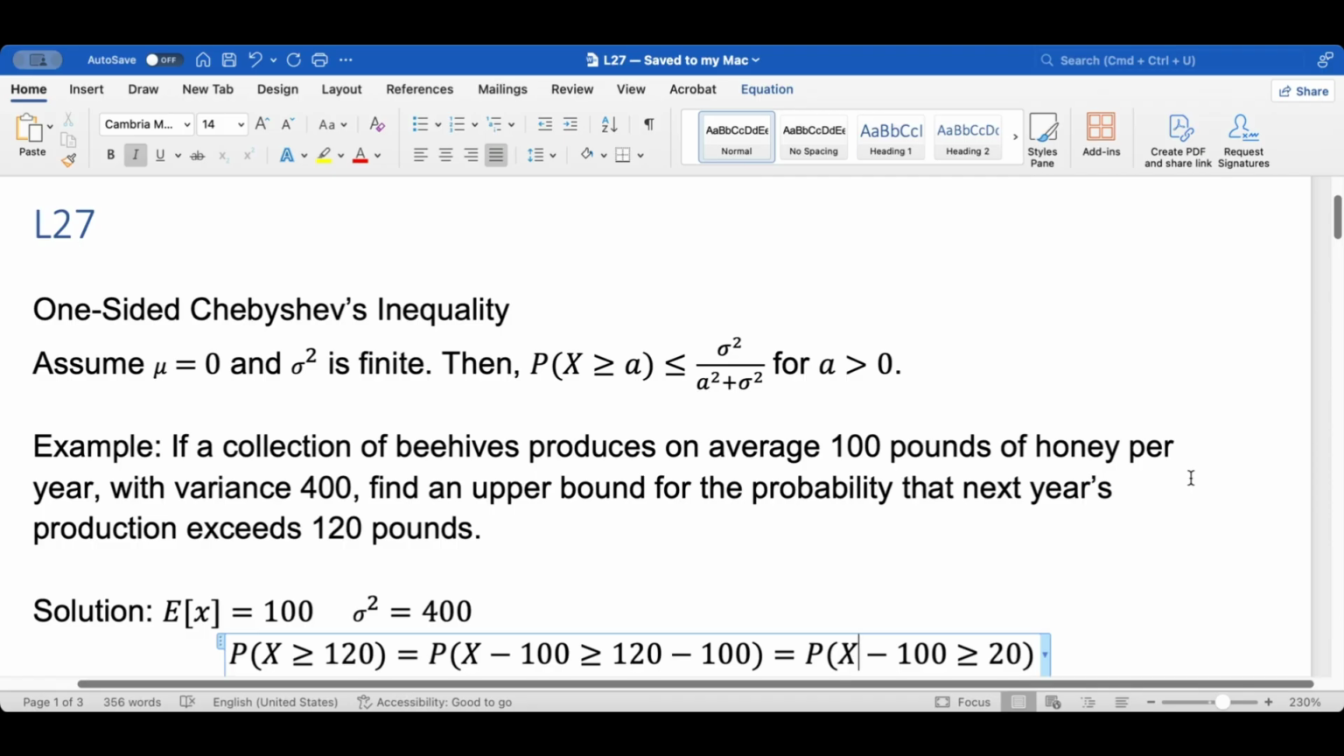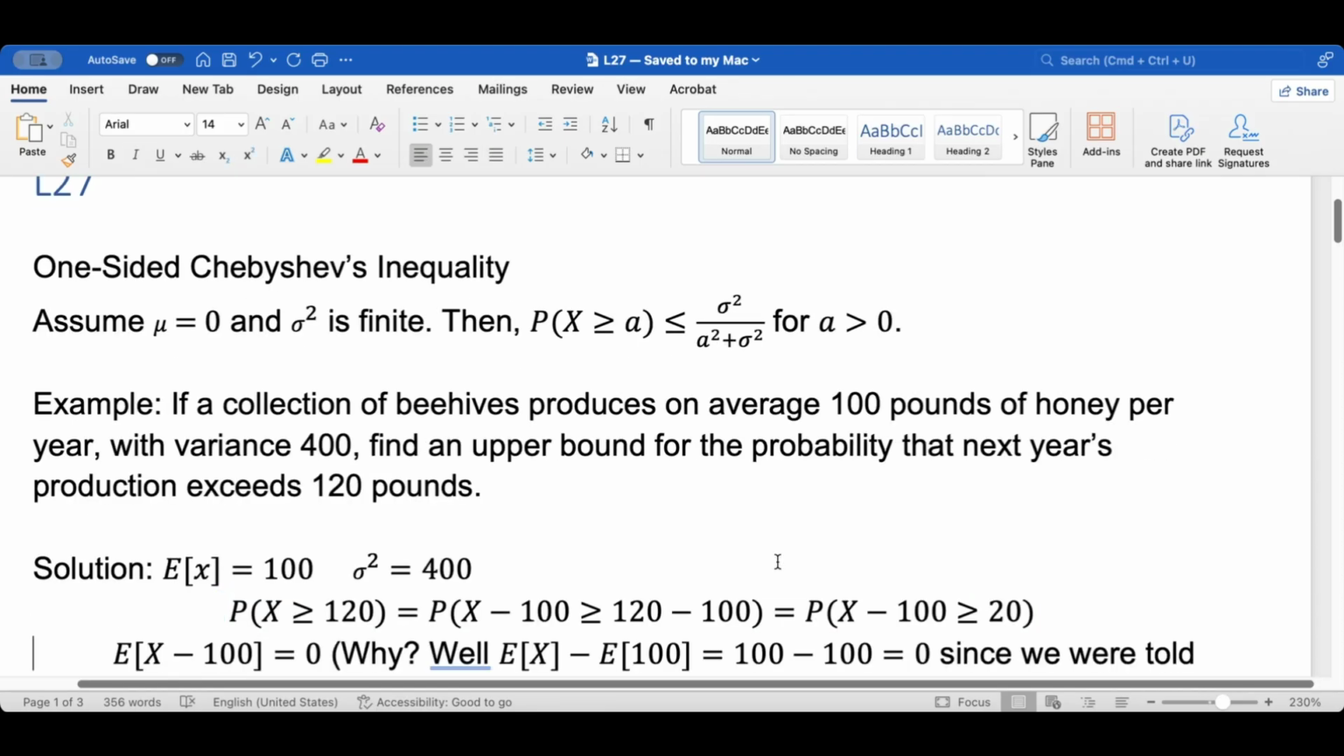So the probability that x is greater than or equal to 120, we're going to subtract 100 from this inequality to shift this mean to 0. So this is equivalent to the probability that x minus 100 is greater than or equal to 120 minus 100, which is the probability that x minus 100 is greater than or equal to 20.